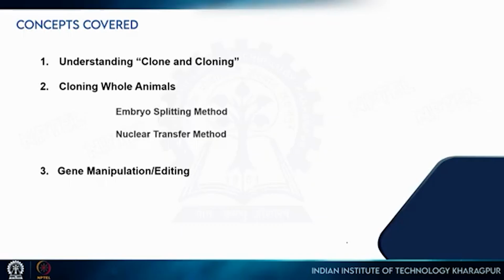So this is the last topic of this module, and here particularly I will be discussing clone and the cloning method, the overall idea about these two terms, followed by cloning whole animals. There are two major methods here: one is the embryo splitting method and the other is the nuclear transfer method, followed by gene manipulation or gene editing.